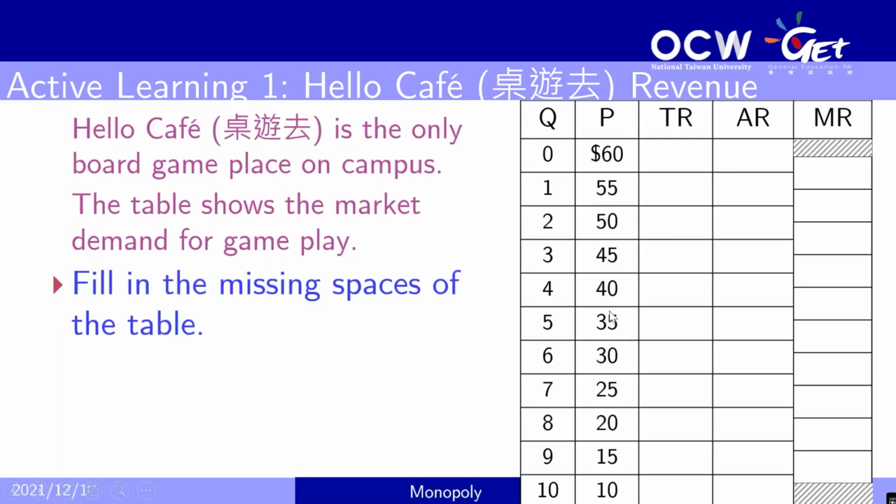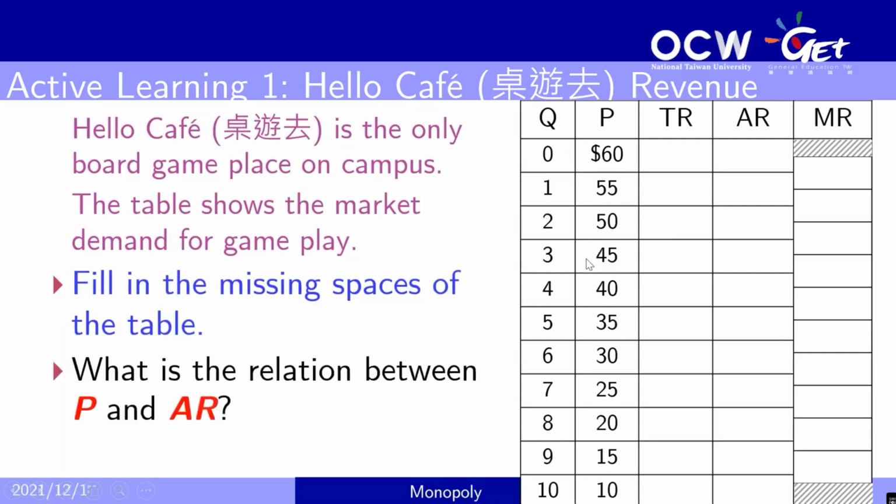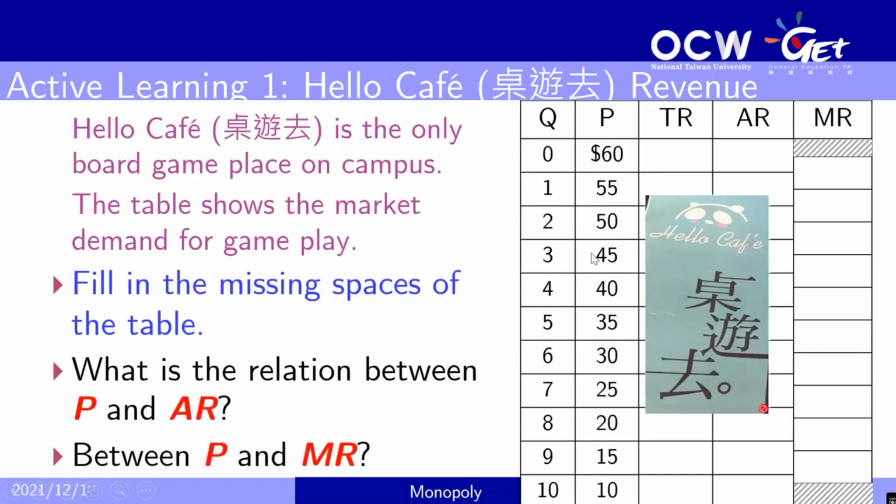So let's try to fill the missing space out of the table. You try to calculate the total revenue, average revenue, and marginal revenue, and ask what's the relationship between price and average revenue, and also what is the relationship between price and marginal revenue.